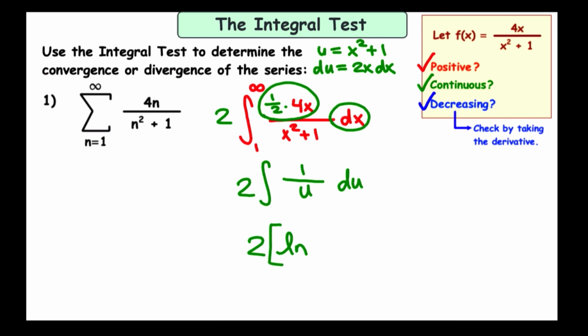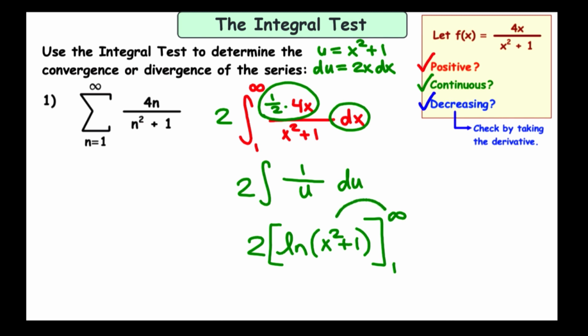Remember that the natural log of u is actually the natural log of x squared plus 1. Normally I'd need absolute value, but I know x squared plus 1 is positive. It's even more encouraging that I'm putting in positive numbers, so I'm not going to be logging negatives.